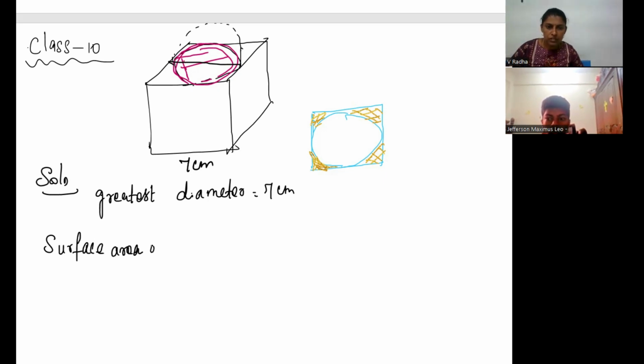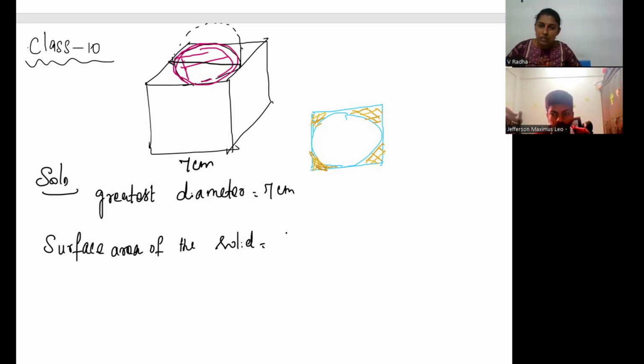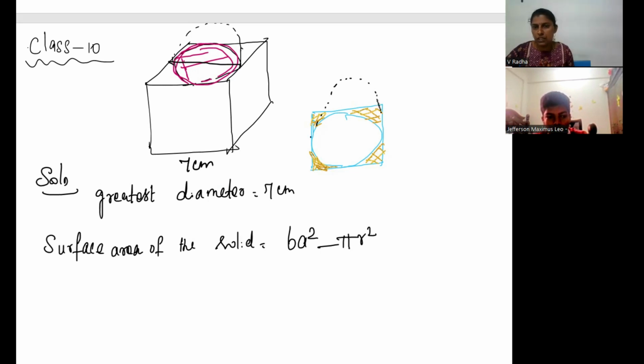Surface area of the solid is equal to, initially find all the six faces of the cube, 6a squared, and minus the circle, because the circle portion is not visible. That means minus pi r squared. On the top of the face, a hemisphere, the CSA, that is 2 pi r squared. Now this is equal to 6a squared. Just simplify: minus pi r squared plus 2 pi r squared is plus pi r squared.